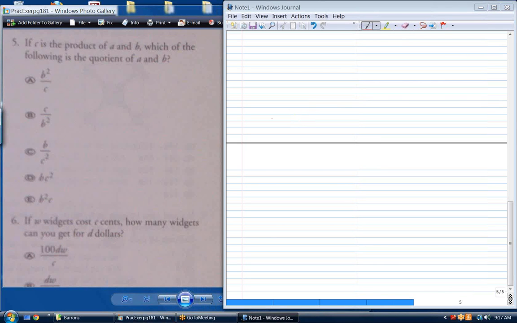If C is the product of A and B, which of the following is the quotient of A and B?